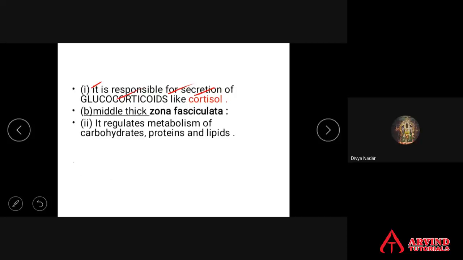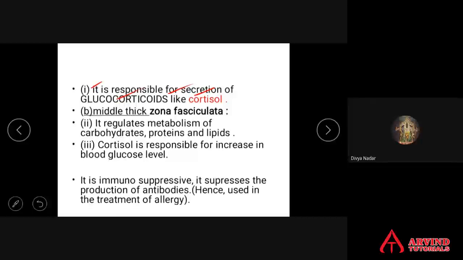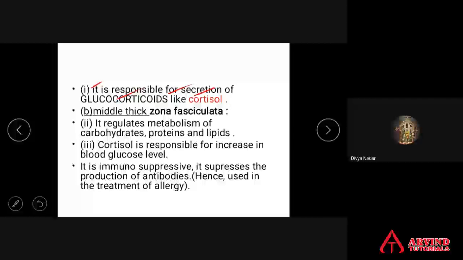Cortisol is responsible for increase in blood glucose level. It is immunosuppressive. It suppresses the production of antibodies, hence used in the treatment of allergies.